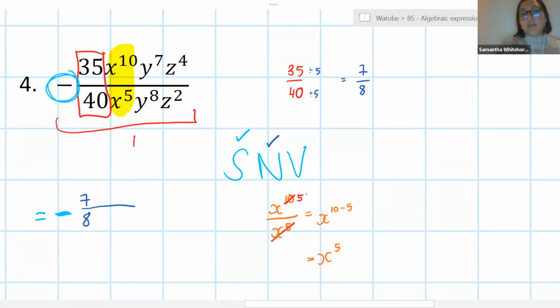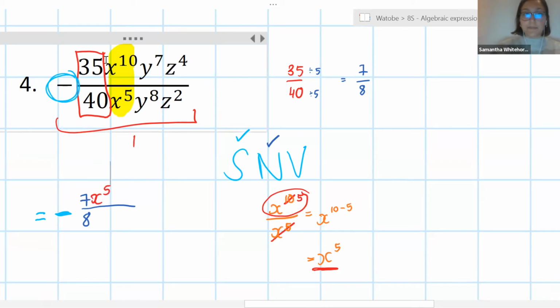What we need to remember though, is that my leftovers, or that x to the power 5 answer that I got, is sitting in the numerator. So it needs to stay in the numerator. It can't all of a sudden move to the denominator.